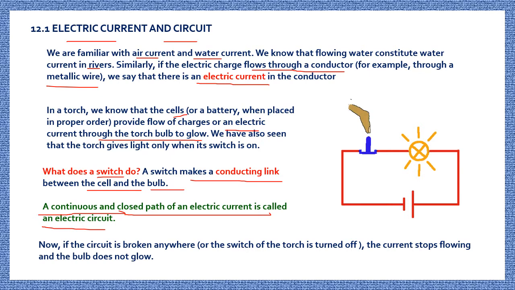Now, if the circuit is broken anywhere, or suppose the switch of the torch is turned off, the current stops flowing and the bulb does not glow. So that is the main task of the switch, to close the path so that the current can flow and the bulb can glow.